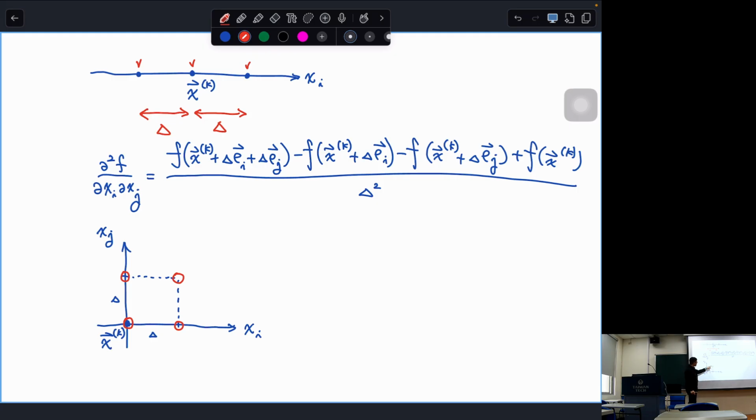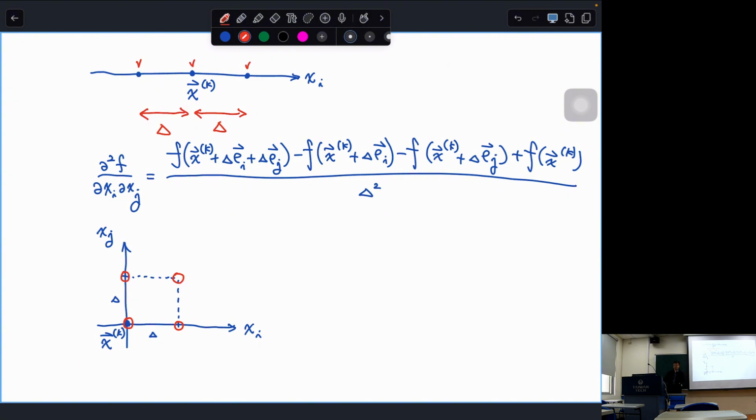This is like an off-diagonal, or I call them off-diagonal terms. So you need to have increment of delta along i and also along j. So you are going to make a function evaluation right here. So this is what's happening.